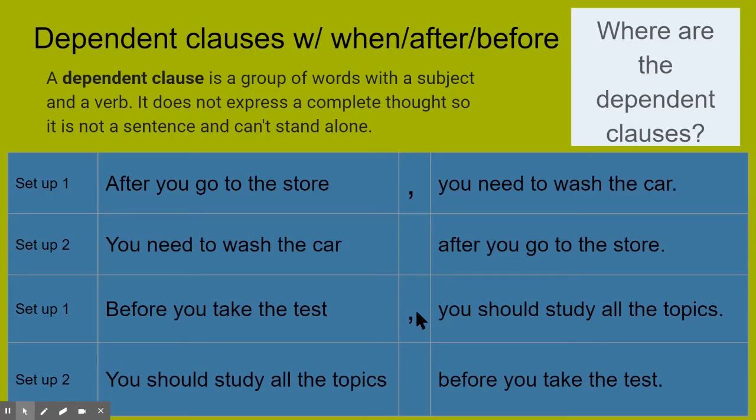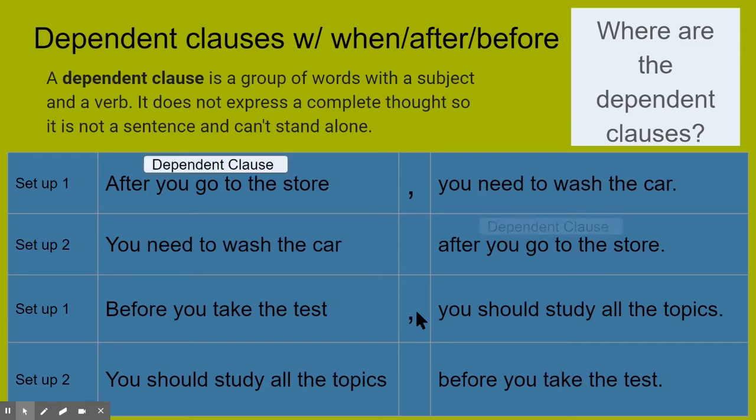All right, so when we use these dependent clauses, we don't want to get too hung up on this comma rule, but we'll just put it out there for you. A dependent clause is a group of words that has a subject and a verb, but it does not express a complete thought, so it can't stand alone. When we add in the word before, after, or when, by adding in that word, we are adjusting the sentence. We're telling you that I'm not giving you a complete thought. So that's what makes it a dependent clause.